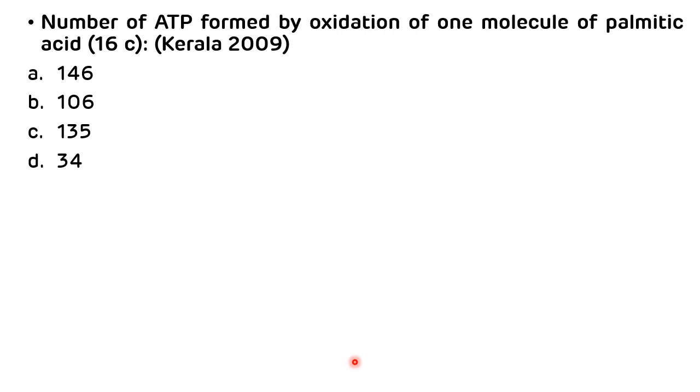Now let's see the various multiple choice questions. Number of ATPs formed by the oxidation of one molecule of palmitic acid, 16 carbon, which was asked in Kerala 2009, and the options are 146, 106, 135 and 34. As we all know, after the oxidation of palmitic acid, which contains 16 carbon, there is a synthesis of 106 molecules of ATP. So the correct answer is B.